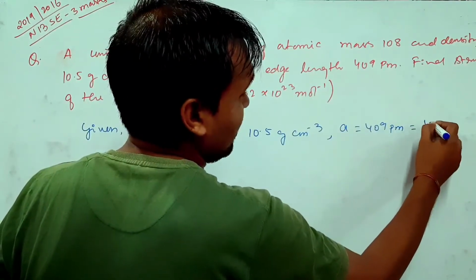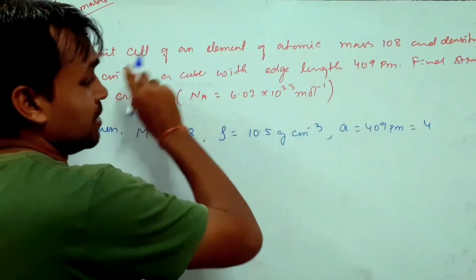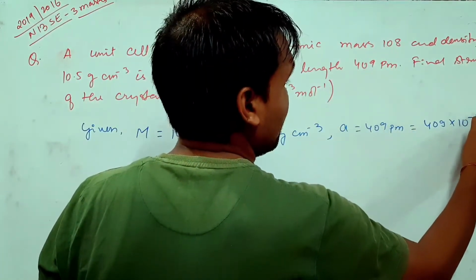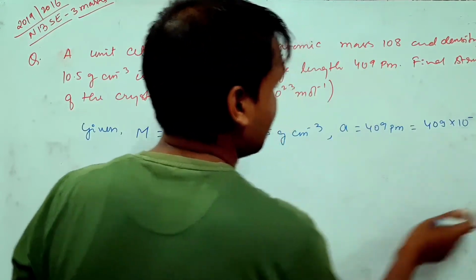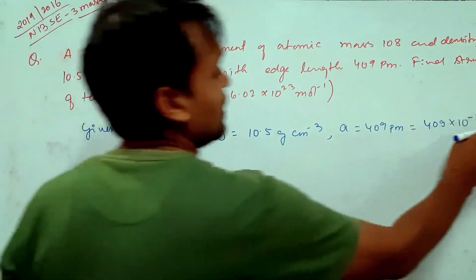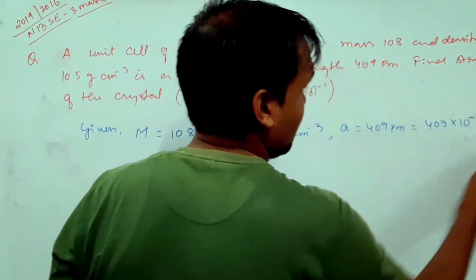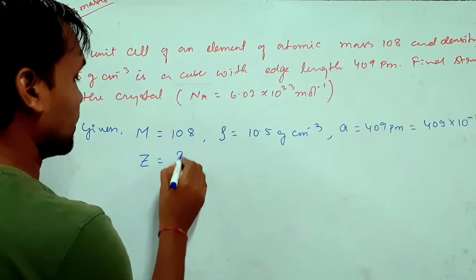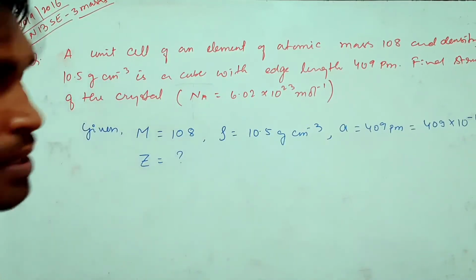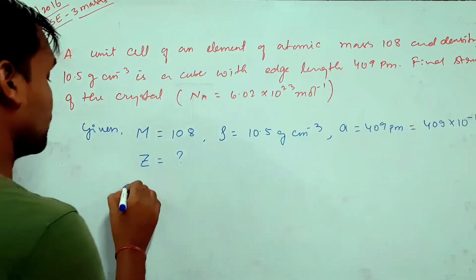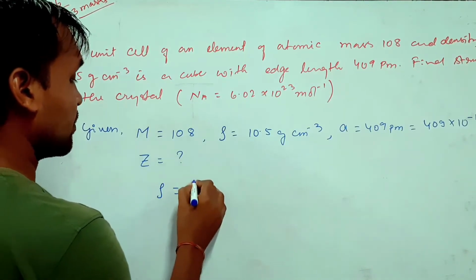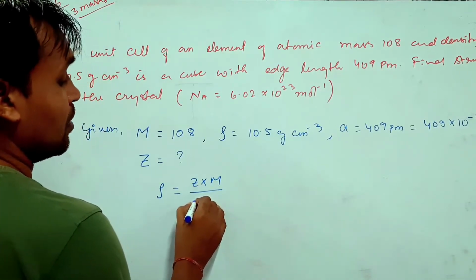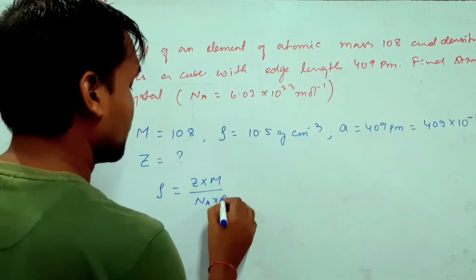This one we will change into centimeter because density is given in centimeter, so 4.09 into 10 to the power minus 8 centimeter. Now they are telling us to find the value of Z. With Z we can say what kind of structure it has. So what is the formula we have? Rho equals Z into M by Na into a cube.